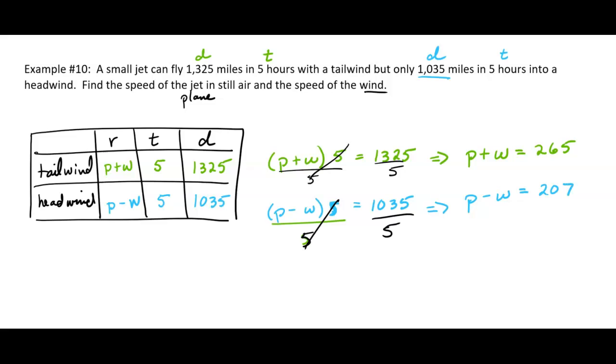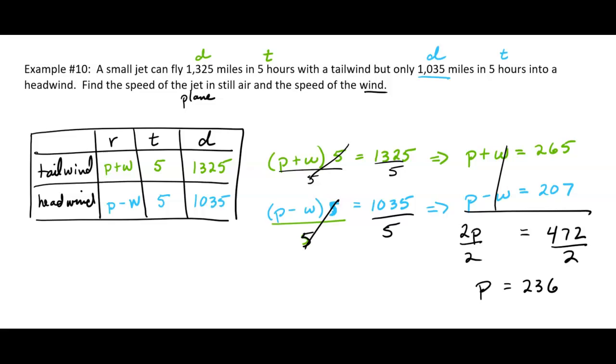Now those equations are very friendly because they're all set up. They're going to eliminate if I just add them together. That's why I like that little trick. It doesn't always work; sometimes you get some goofy numbers, but if it works nicely without fractions, I would go ahead and do that. So P plus P is 2P, W minus W cancels out, and adding 265 and 207 gives 472. Divide both sides by 2, and P is 236.